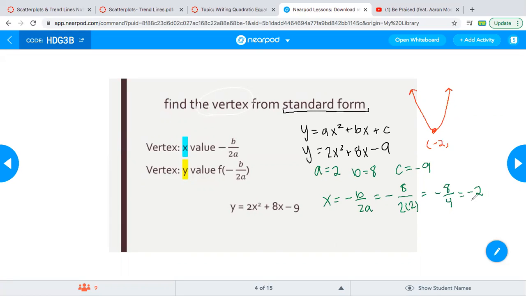Well, to find that Y value, I just need to plug my X value into my equation. So Y equals, for 2x squared plus 8x minus 9, I'm going to plug in that X value. So 2 times negative 2 squared plus 8 times negative 2 minus 9. Well, guess what, guys? We have calculators, so let's just use them. But go ahead and write this down so you have it plainly in your notes what we are doing. So we're plugging in the X we found into our equation so we can find the corresponding Y value.